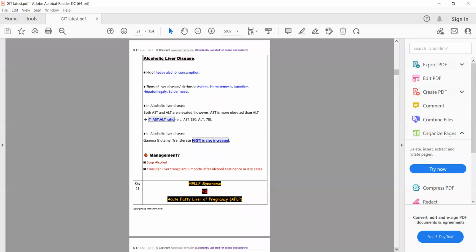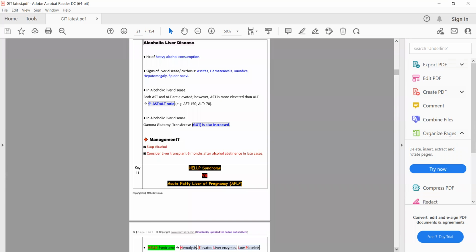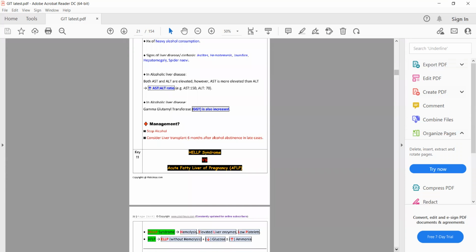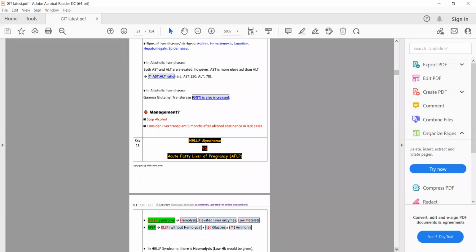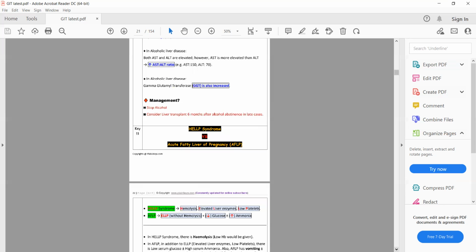So two conditions that can cause liver disease or liver cirrhosis are autoimmune hepatitis and alcoholic liver disease. Now we are going to discuss some conditions which affect the liver in pregnancy. The first of them is HELLP syndrome, and the second one is acute fatty liver of pregnancy.